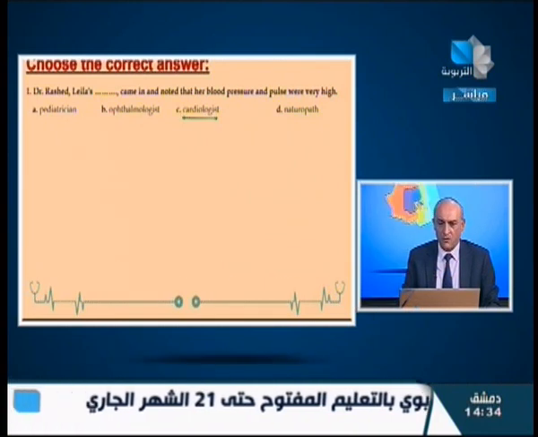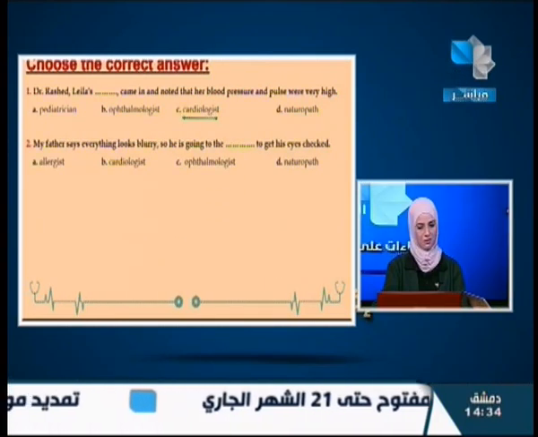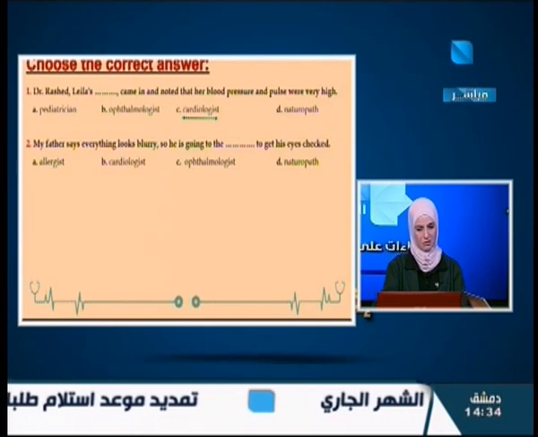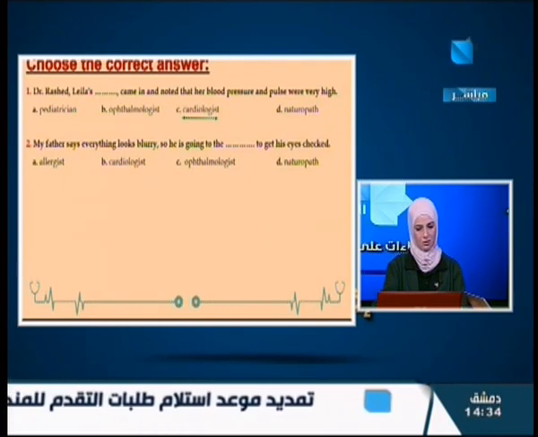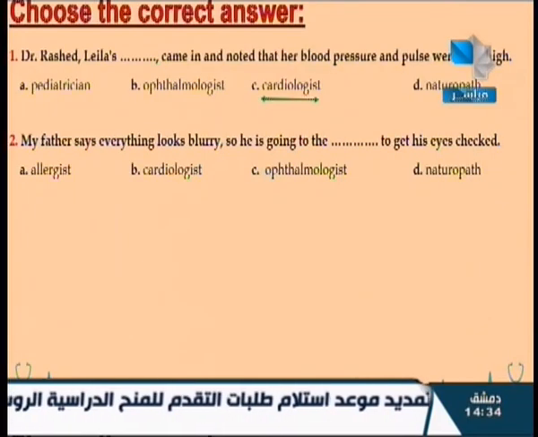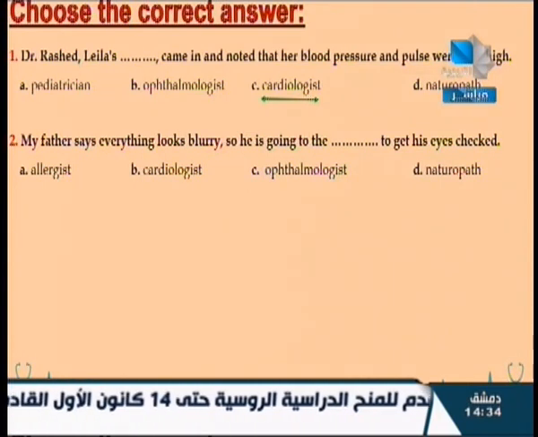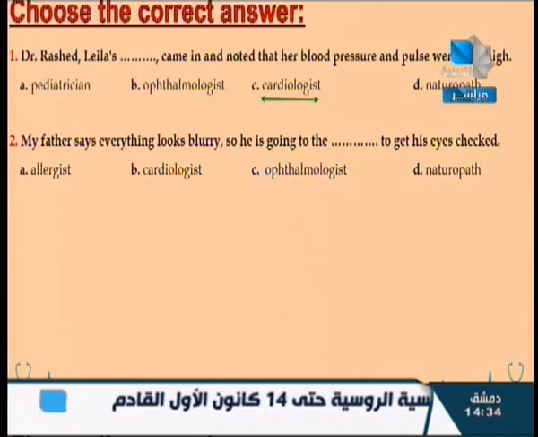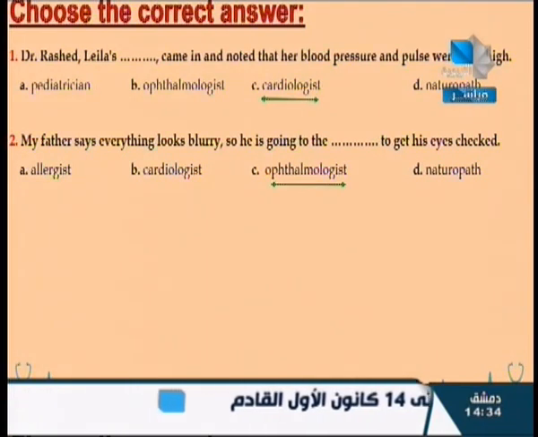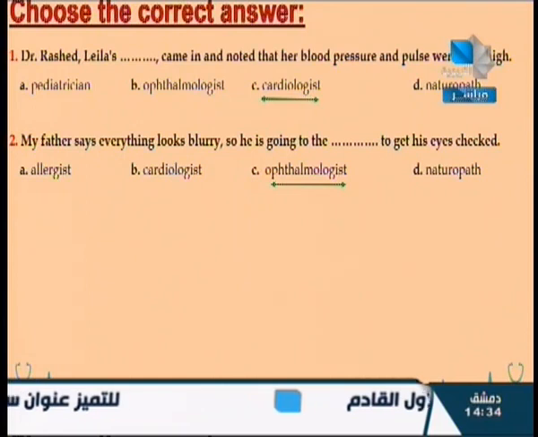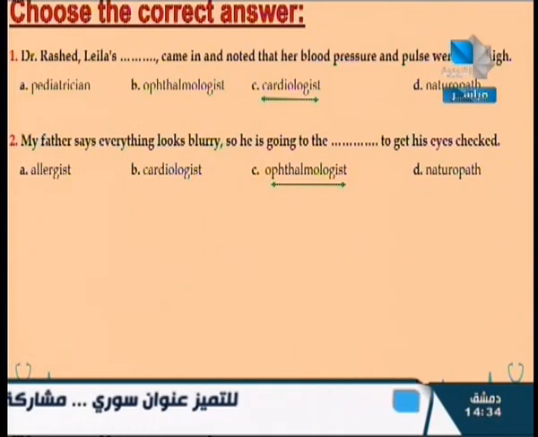The second one, number 2: my father says everything looks blurry, so he's going to get his eyes checked. Allergist, cardiologist, ophthalmologist, naturopath. The correct answer is C, because he suffers from his vision. He must refer to an ophthalmologist.